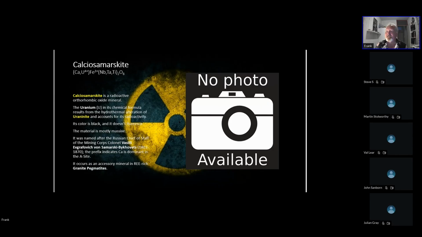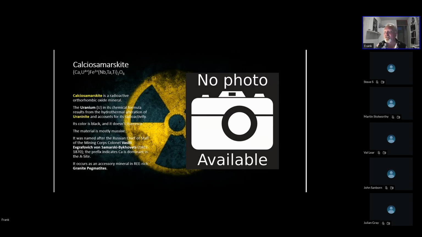Calciosamarskite. Well, it's another orthorhombic oxide mineral, a radioactive orthorhombic mineral, and again, the uranium comes from the hydrothermal alteration of uraninite. The color is black, and it also doesn't fluoresce. The material is mostly massive, and it was named after the Russian chief of staff of the mining corps, Colonel Vasily Evgrafovich von Samarsky-Bykhovets. The prefix indicates calcium is dominant in the A side of the mineral.